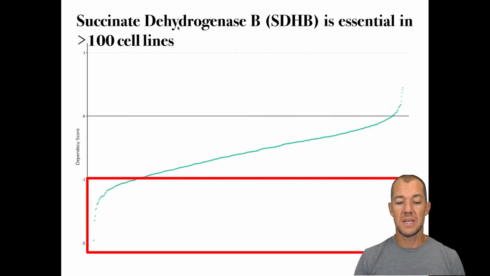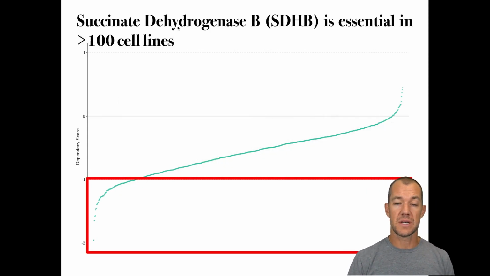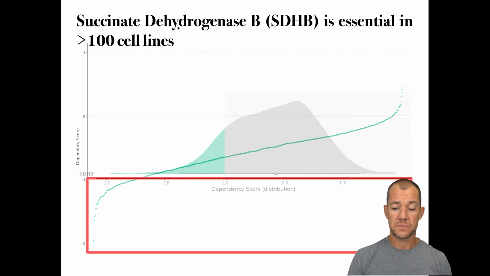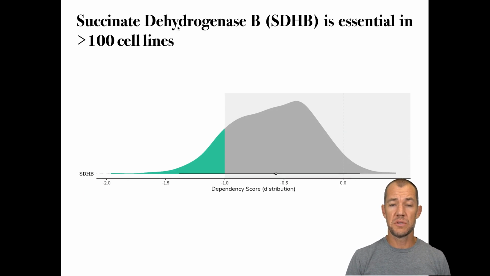When we look and see which cells care about succinate dehydrogenase B, we find several. Importantly, there's enough variability in the pattern here that we can identify genes that behave similarly. When we look at the distribution, we can see that there are several cells that don't care about succinate dehydrogenase B, but importantly, a set of cells do, and this encourages us to look a little bit further.